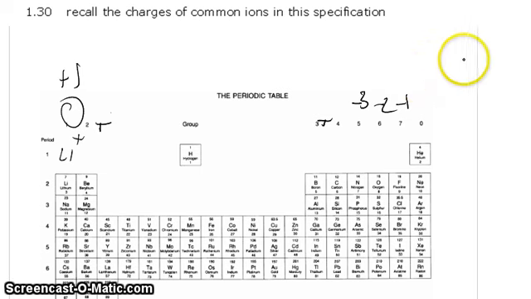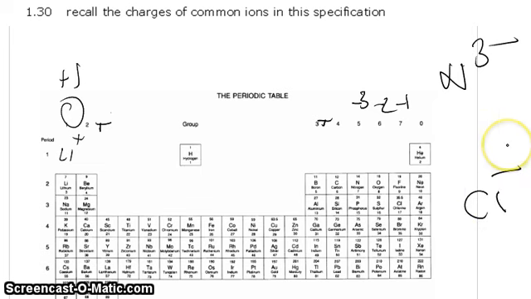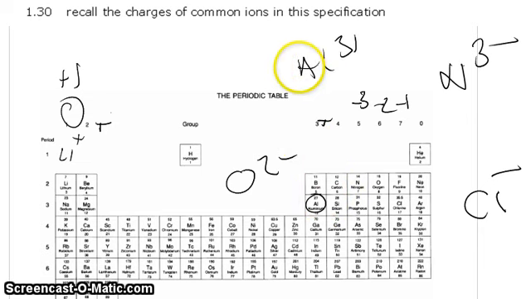So for example, a nitride ion will be N3 minus. A chloride ion is in group 7, so it'll be minus 1, Cl minus. And oxygen is in group 6, minus 2, so O2 minus. Aluminium in group 3, so it will be Al3 plus.